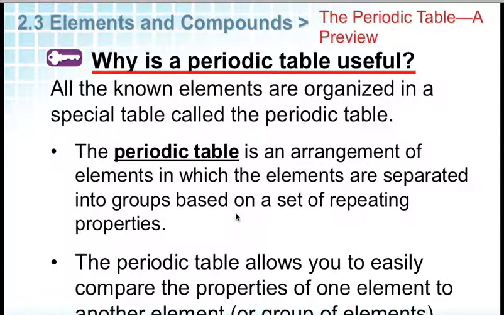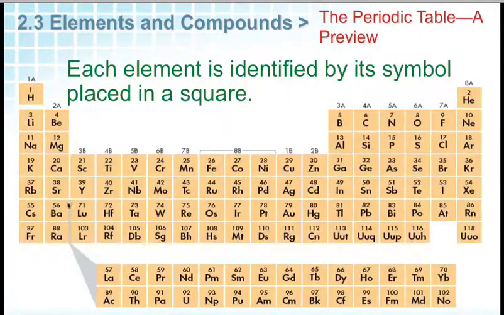The periodic table is useful because it organizes the elements into patterns and properties. It arranges the elements into groups based on a set of repeating properties. The periodic table allows you to easily compare the properties of one element to another, because if it's on the left side of the periodic table, like over here, then it's going to have very different properties from anything on the right. But when things are close, like cobalt and nickel here, that means they're going to have very similar properties.